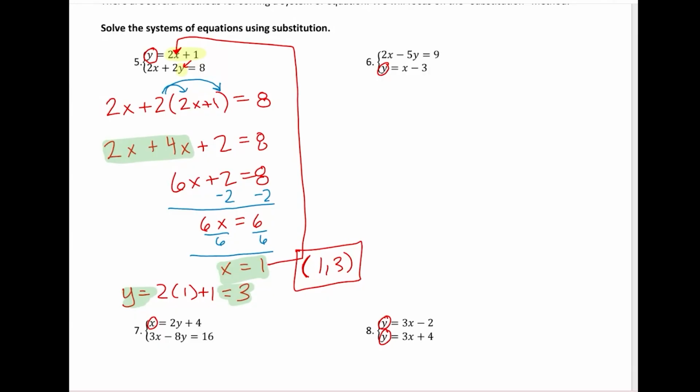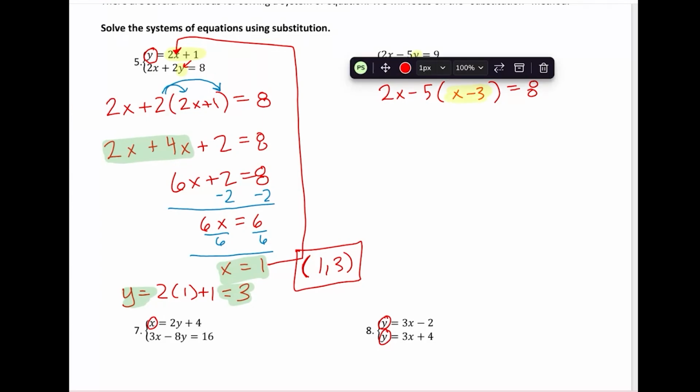Well, let's look at number 6. So notice we've got the y isolated in the second equation. So that expression is what we're going to use to combine the 2 equations. We're going to take that x minus 3, which equals y. It says right there, that is y. And we're going to replace y in the other equation with that expression. So we're going to rewrite that first equation as 2x minus 5 times whatever y is, in this case x minus 3, equals 8. All right, see how we're replacing the y with that x minus 3.